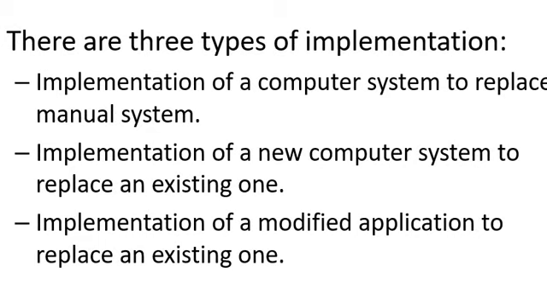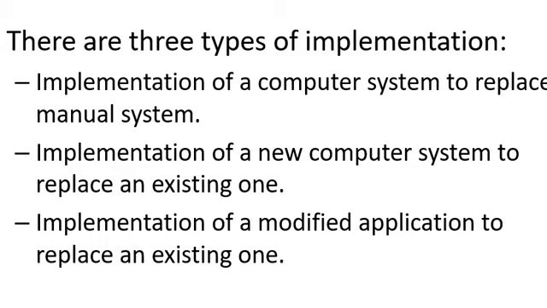Implementation. The most important part is implementation. You have made a software and done your testing, but if you don't implement it, then nothing will happen. Implementation of the computer system is to replace the manual system. That means the system which is running now is removed or exchanged with a new system. Implementation of a new computer system can also replace an existing one.